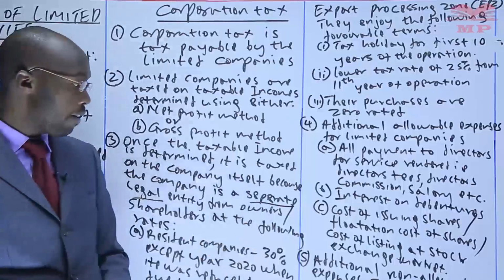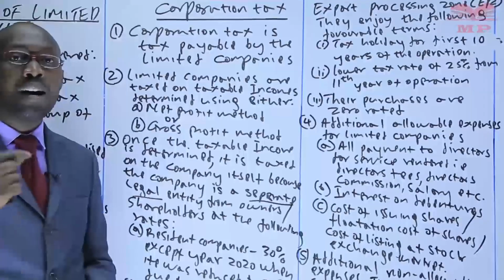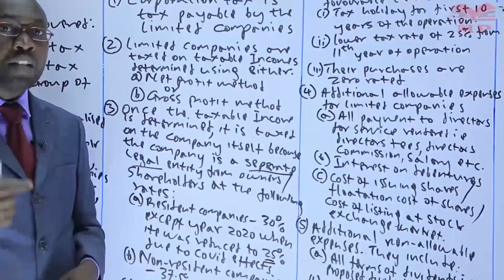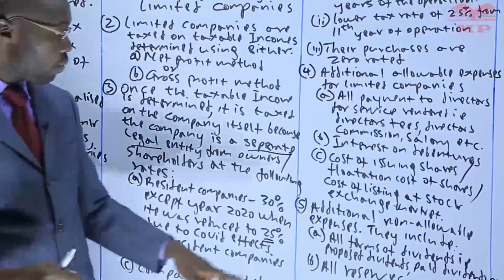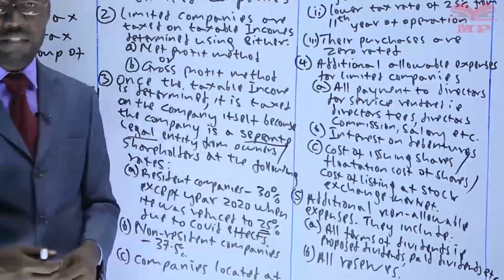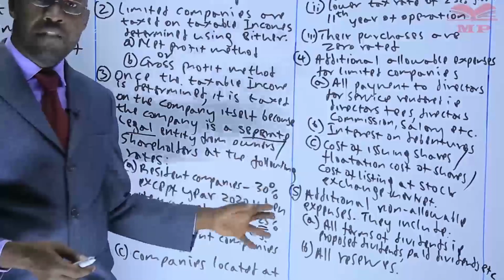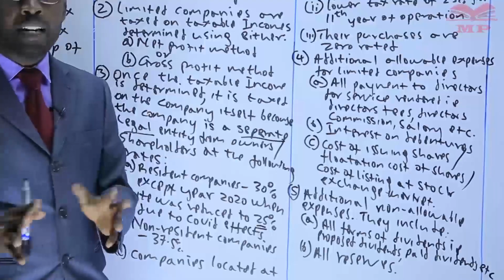After that, we have point number 5 that you need to know when you're determining the corporation tax, what we call additional non-allowable expenses. These are the expenses specific to a company, and they're usually not allowable. So what are those ones? One is any form of dividend, for example, proposed dividends, paid dividends, interim dividend. If you find any dividend in a limited company, don't allow.